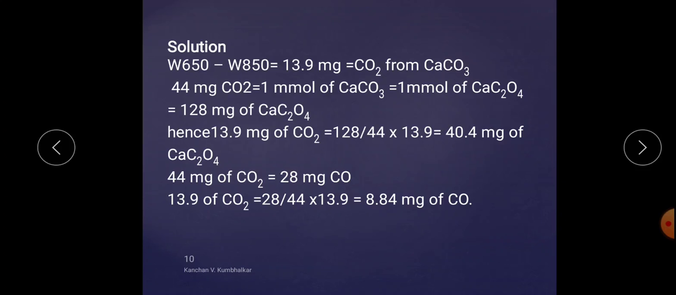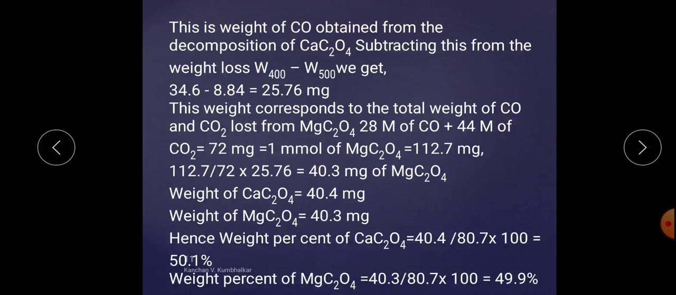By simple cross multiplication, we get 8.84 mg of CO. Means 8.84 mg of CO has been liberated. Now this is the weight of CO obtained from the decomposition of CaC2O4. So CaC2O4 gives 8.84 CO, and the remaining part of the 13.9 is that of the CO2. So this is all about the CaC2O4.